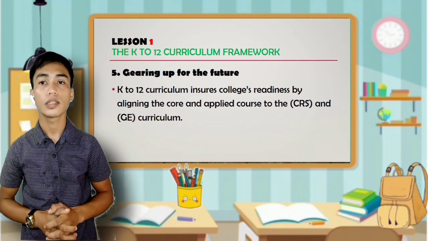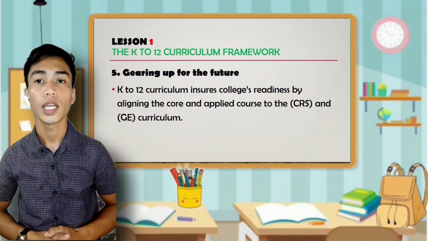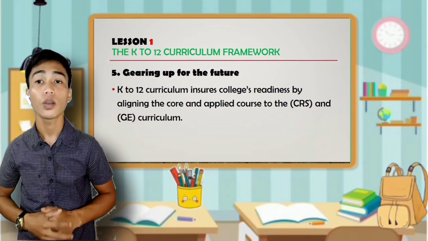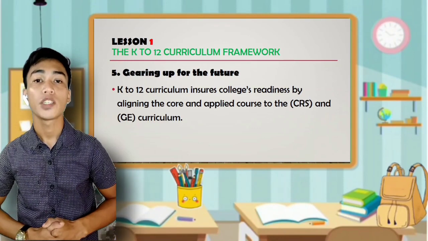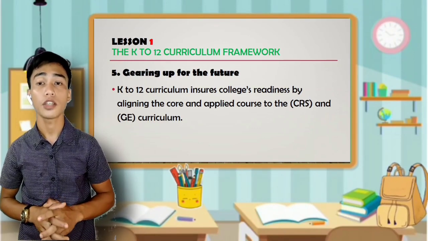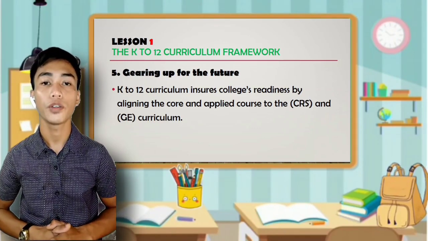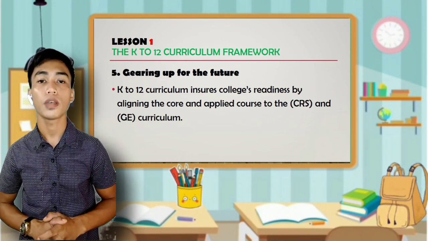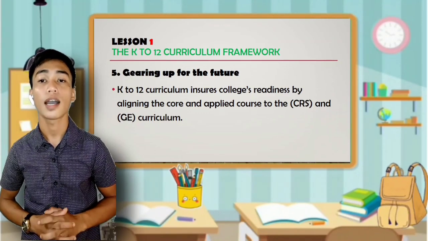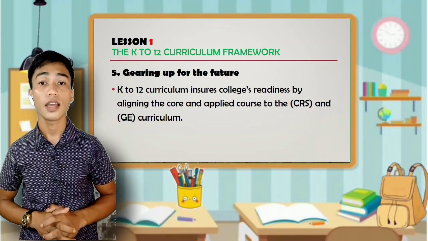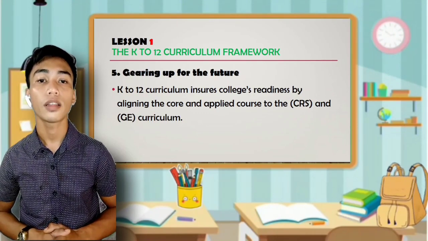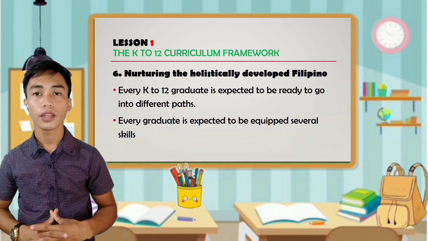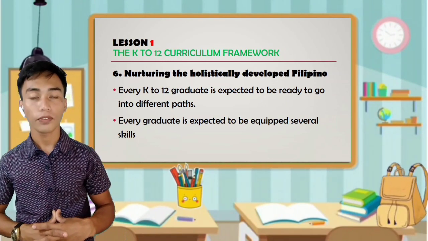So the next one is gearing up for the future. Since the K-12 curriculum ensures college readiness by aligning core and applied courses to the CRS, or the College Readiness Standards, and GE, or the General Education Curriculum. Hence, the K-12 curriculum focuses on developing appropriate specialization subjects such as academic, sports, arts and design, and technical vocational livelihood track. The last one is nurturing the holistically developed Filipino.